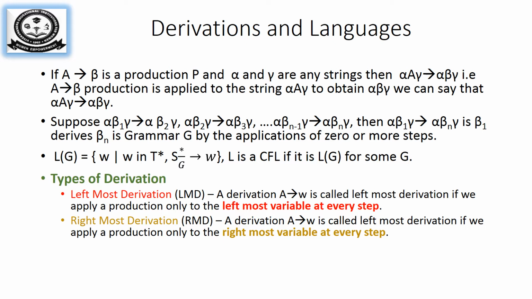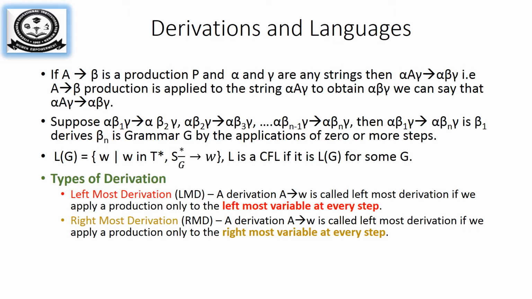Simply put, if beta 1 can derive beta 2, beta 2 can derive beta 3, and so on until beta n minus 1 derives beta n, we can simply say beta 1 derives beta n. That is the derivation part we are doing, and with that we will say whether the given string w is accepted by the grammar or not. The language generated from the context-free grammar is called a context-free language.